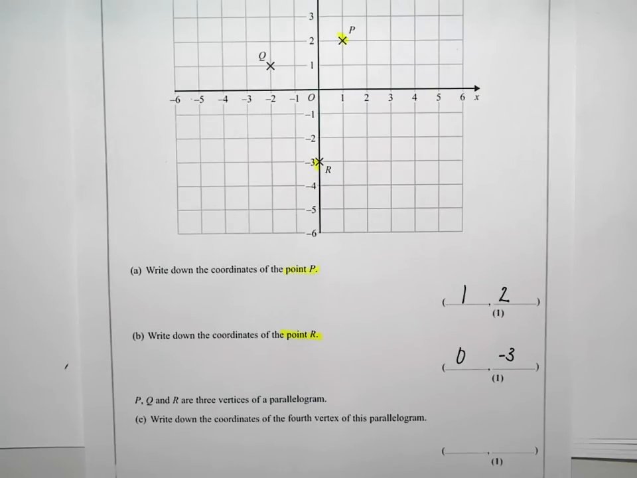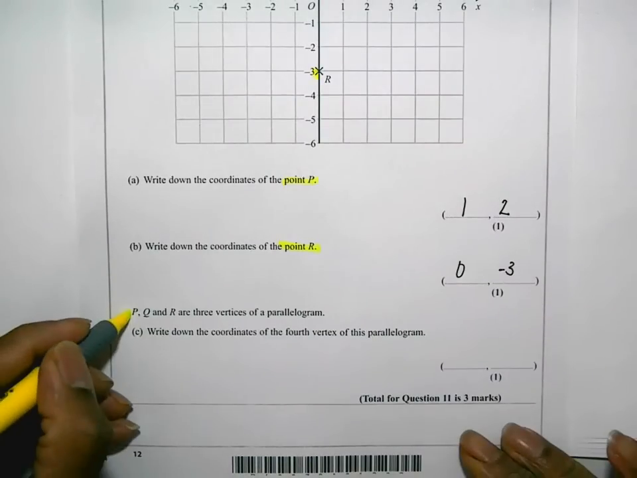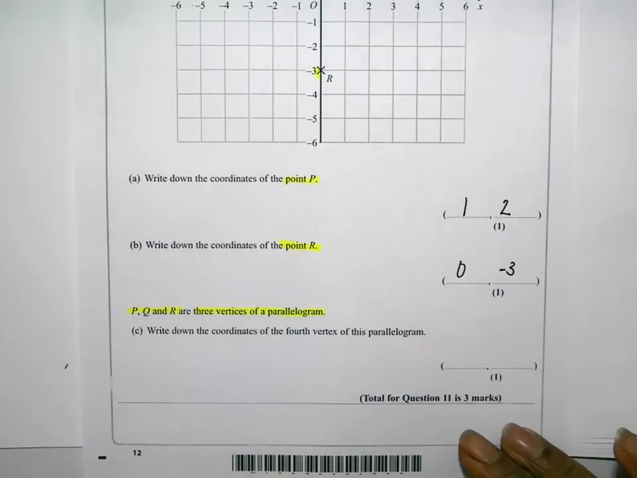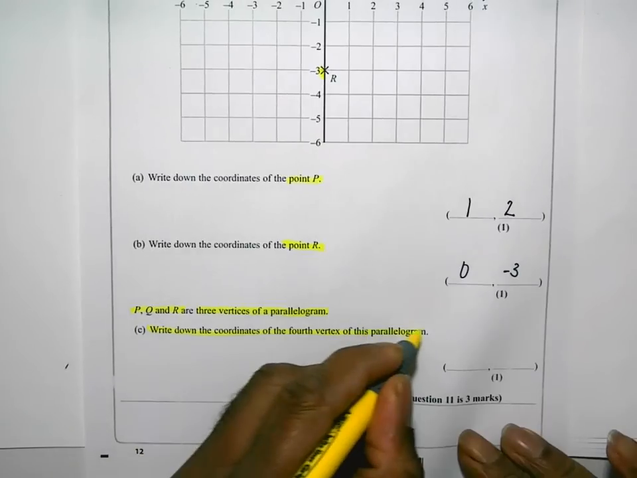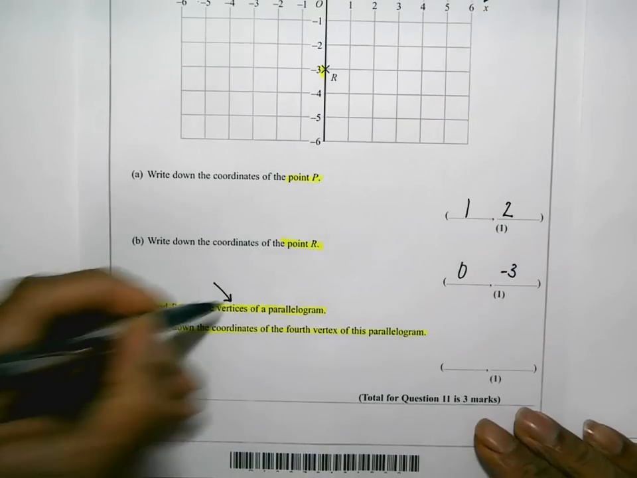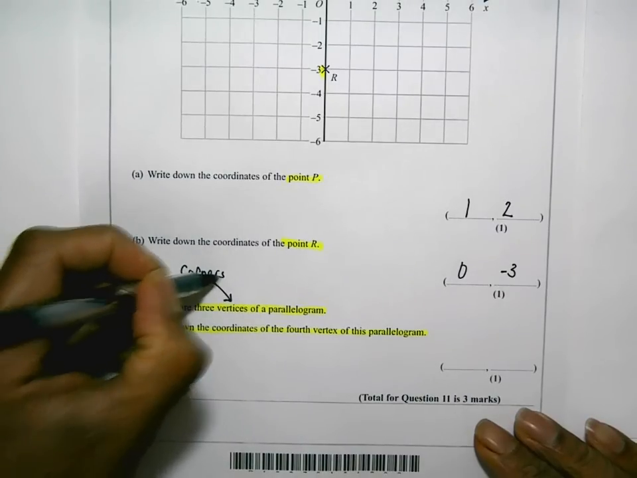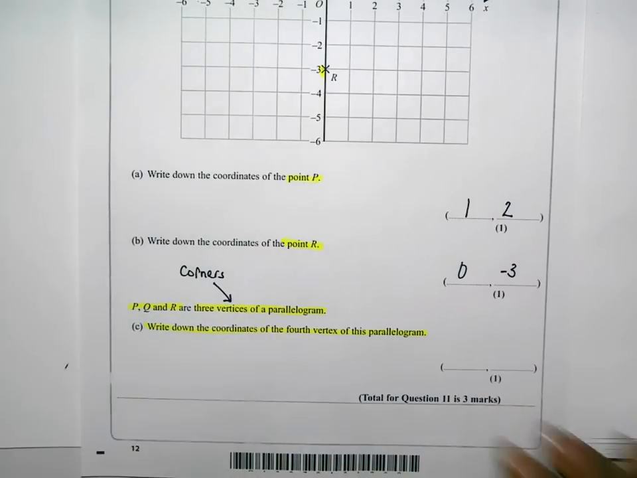Okay, and then going on to the final part, if I raise this up so that we can have a much better look at that. It says P, Q, and R are the 3 vertices of a parallelogram. There's quite a lot of information there. Let's see what they want us to do. Write down the coordinates of the 4th vertex of this parallelogram. Vertices are corners. So P, Q, and R are 3 corners of a parallelogram. Write down the coordinates of the 4th corner.